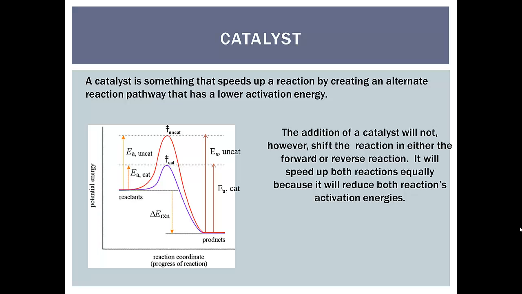So here we have a diagram which shows an uncatalyzed reaction and then a catalyzed reaction. The uncatalyzed is the red one. Catalyzed is the purple, so as you can see the activation energy has been lowered, which allows the reaction to progress at a lower required energy. So here's the thing, the change in the activation energy from uncatalyzed to catalyzed is the same for both the forward and reverse reactions. So it's going to speed up both reactions equally. It's not going to cause a shift one way or the other.